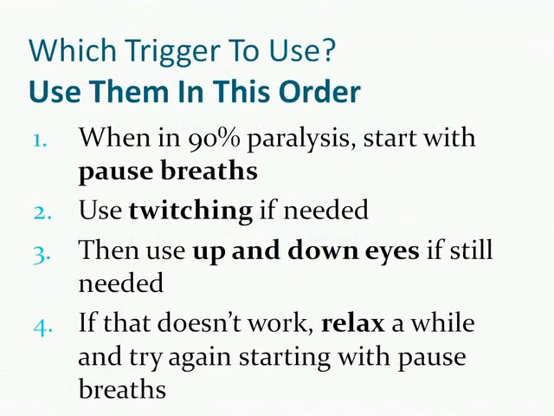So which trigger do you use? The most reliable strategy is to start with a few pause breaths, which usually is all it takes to get to 100% paralysis. If that doesn't work, then use muscle twitching. If that doesn't work, then use up and down eye movements. If that still doesn't work, then just relax for a few more minutes and then use the triggers again.